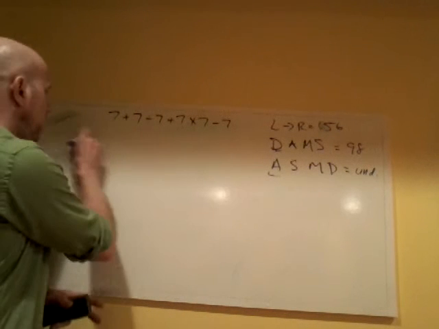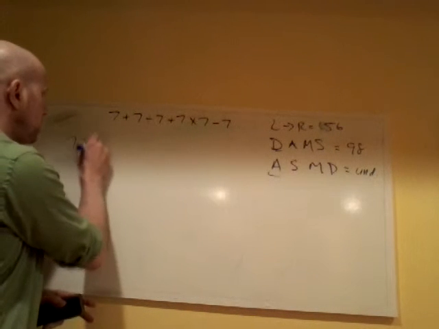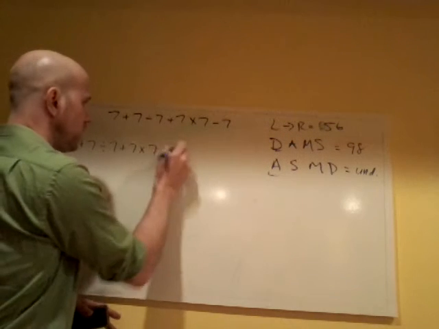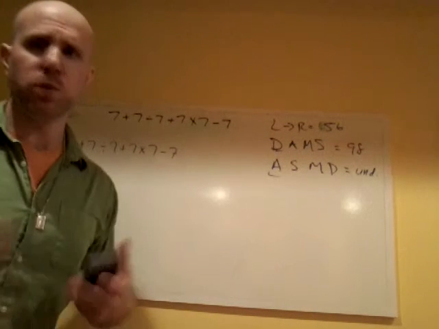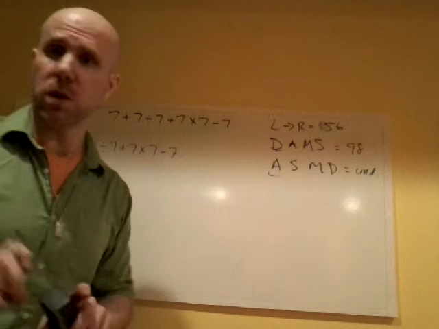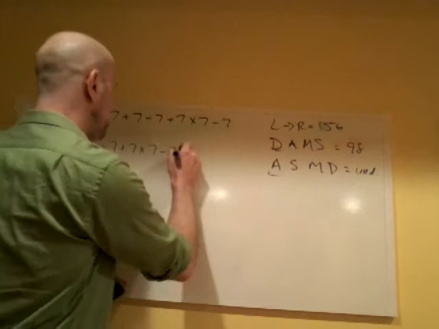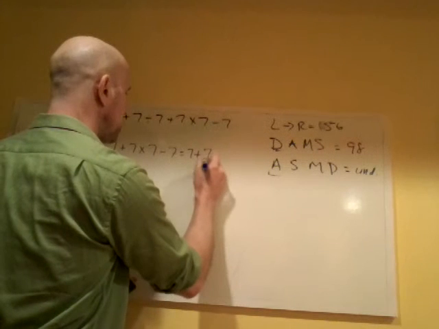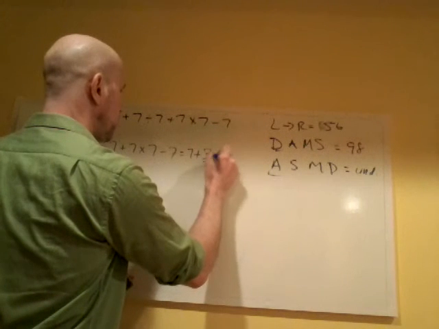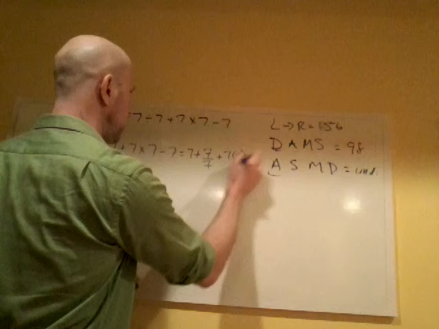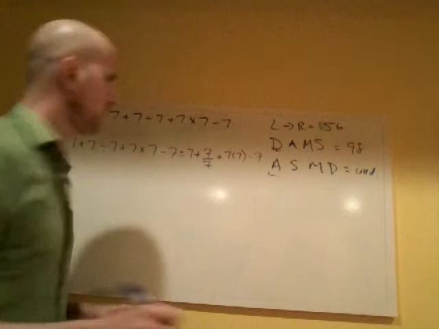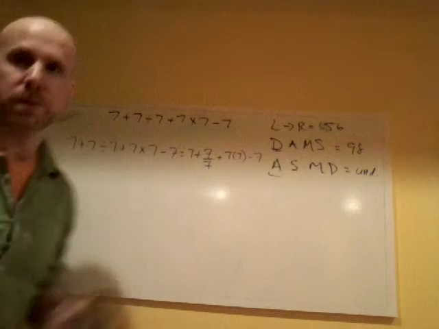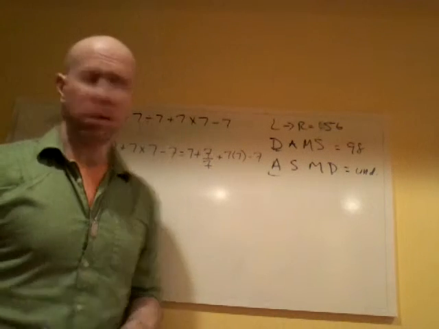So in this case, I want to say that 7 plus 7 divided by 7 plus 7 times 7 minus 7. This wouldn't be the way I would write it. I would write something more along the lines like this: 7 plus 7 over 7 plus 7 times 7 minus 7. Okay? So I want this and this to be equal. I'm going to write it in a different way.